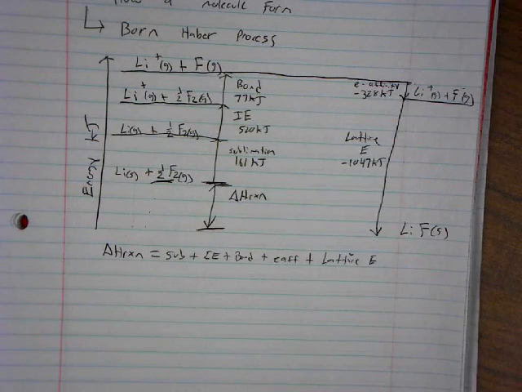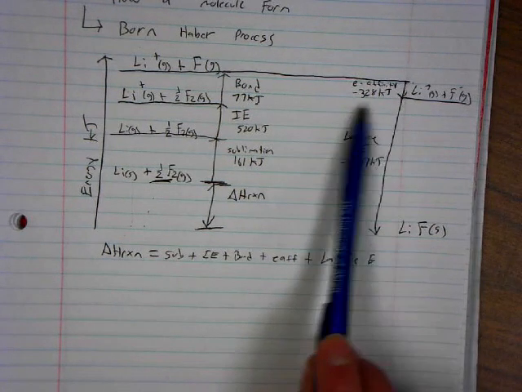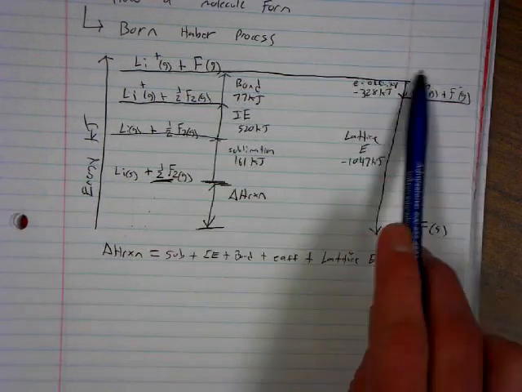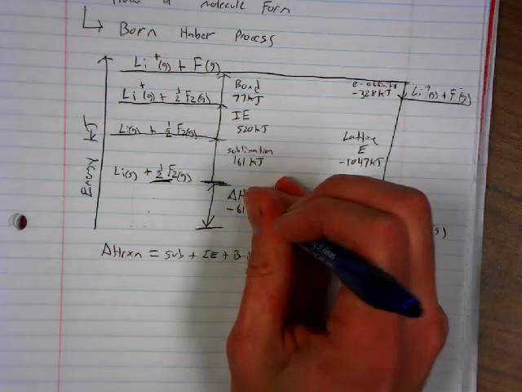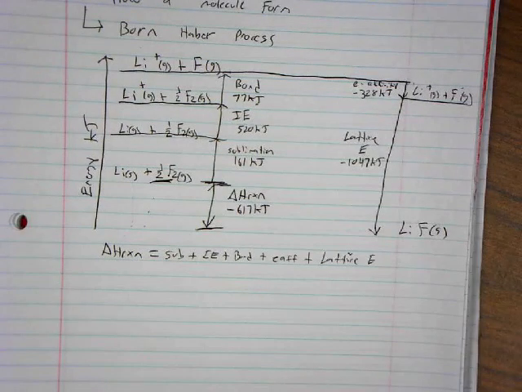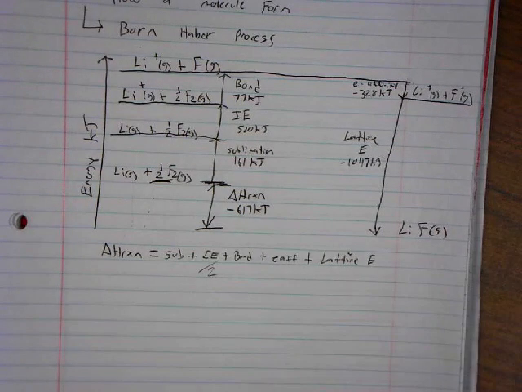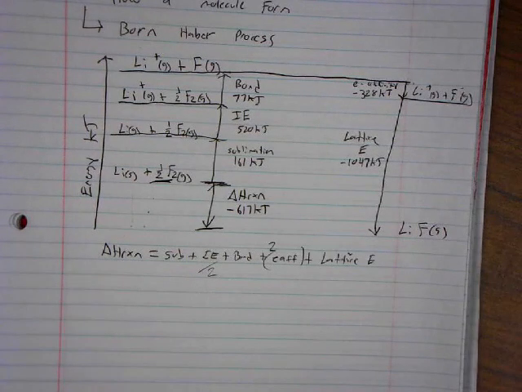All you guys really have to know is you just add them all up. Occasionally, let's say it's 2 Li. If you're working on this, you'd have to multiply this number by 2. So the Born-Haber process is basically Hess's law, but you're just adding them all up. So if I add all of these numbers up, my delta H reaction ends up being negative 617 kilojoules. So when you're working through a problem like this, you might have to divide your ionization energy by 2, or you might have to multiply your electron affinity by 2. That's all this is.